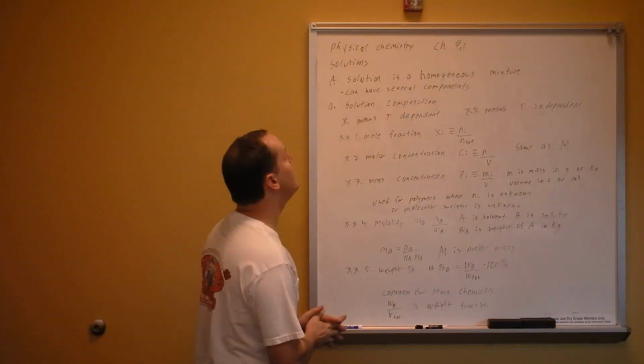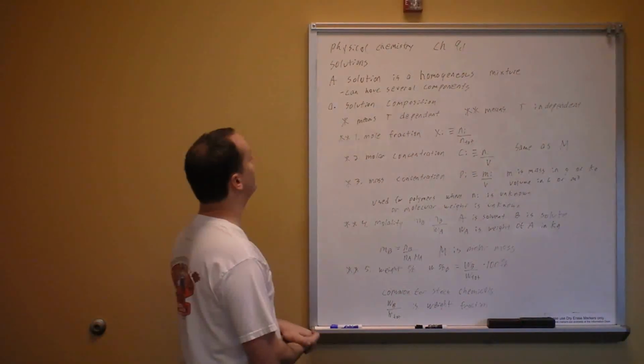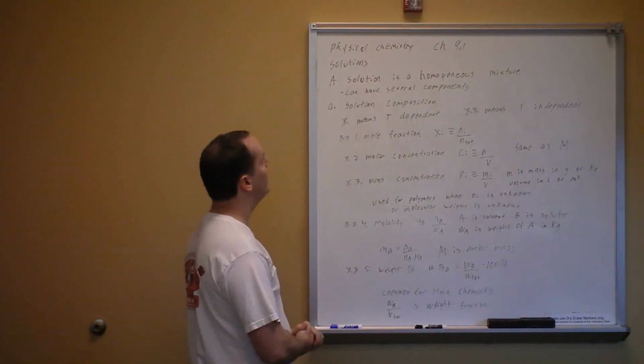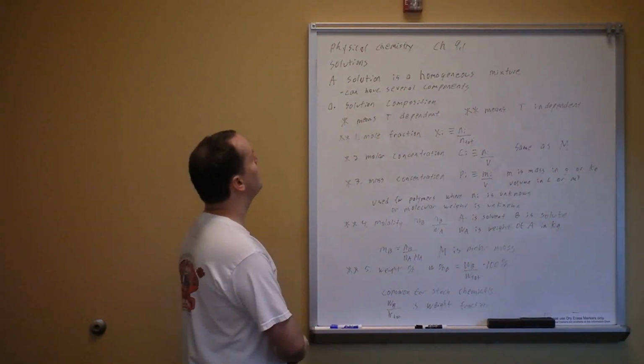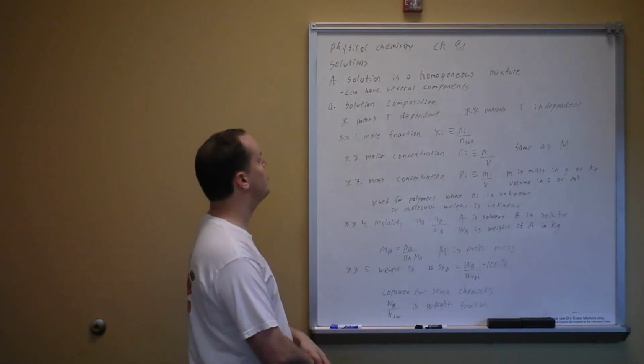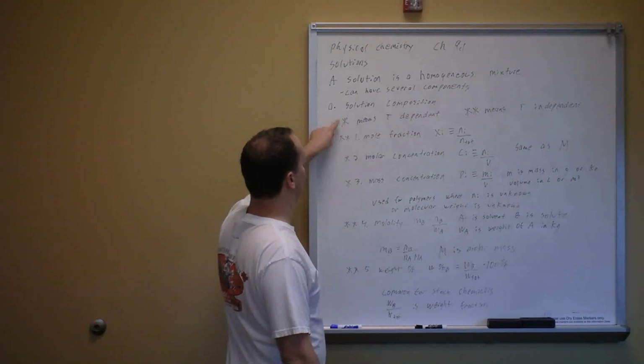We're in physical chemistry, beginning chapter 9. This is section 1. We're talking about solutions in this chapter. A solution is a homogeneous mixture. It can have several components. Now, the first thing we're going to do is talk about the composition of a solution. For this purpose, we're going to use a simplified notation here.